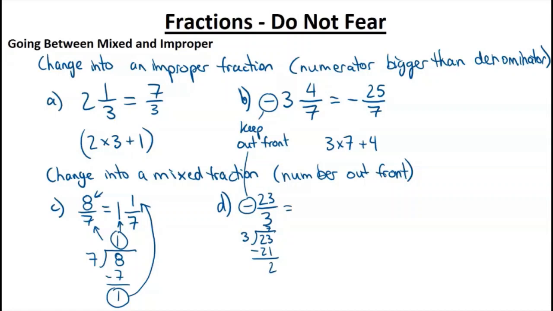So that means I'm going to have 7, and it's negative, so the negative stays out in front, and we treat the fraction just like any other fraction. So 7, and then I have a remainder of 2/3 left over. That's the remainder, that goes up top. That's the whole number that goes out front. And there you go. That's how you'd go between a mixed and improper fraction.